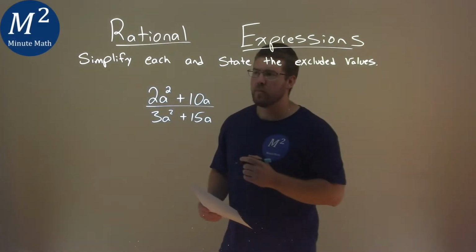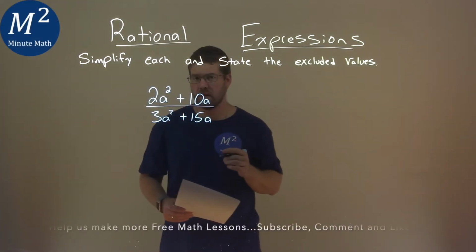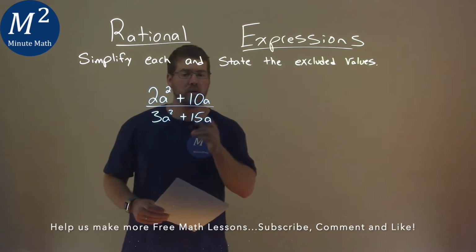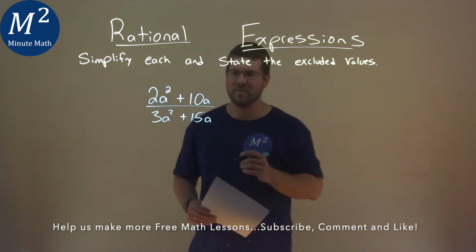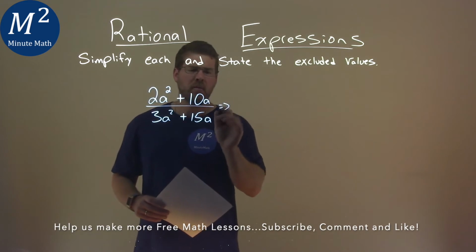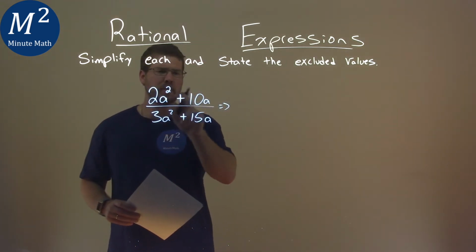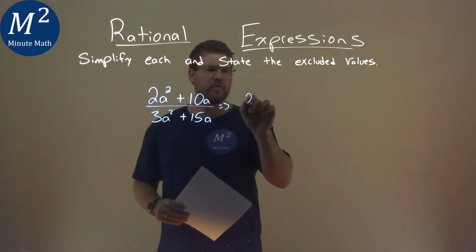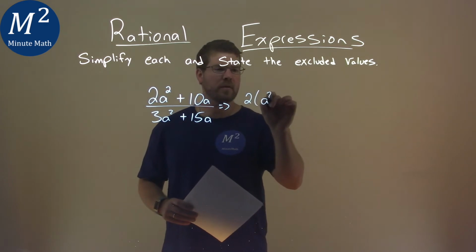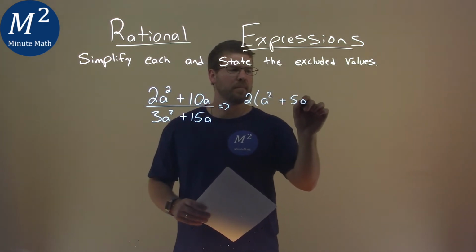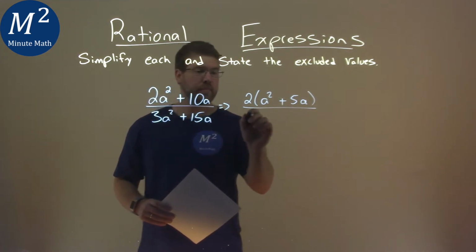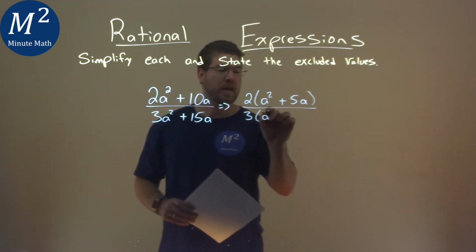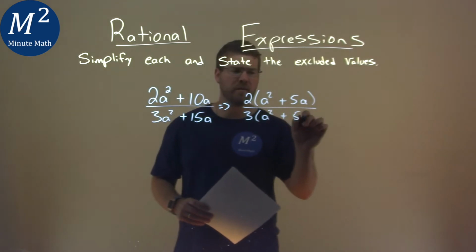We're given this problem right here, 2a squared plus 10a over 3a squared plus 15a, and we get to simplify and state the excluded value. Well, I'm going to try something here. I'm going to pull a 2 out of my numerator. If a 2 comes out, I'm left with an a squared plus 5a, right? The denominator, I'm going to pull out a 3. If I pull out a 3, I'm left with an a squared plus 5a.